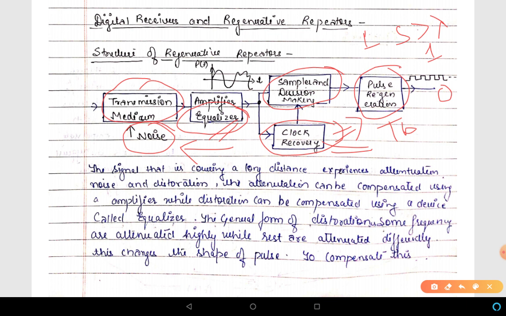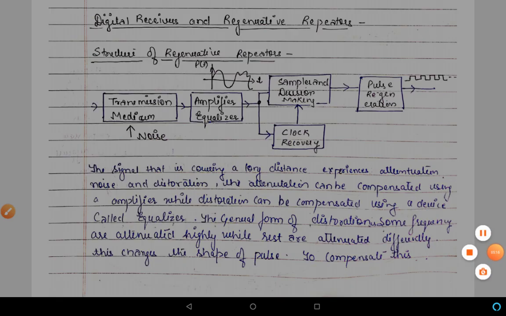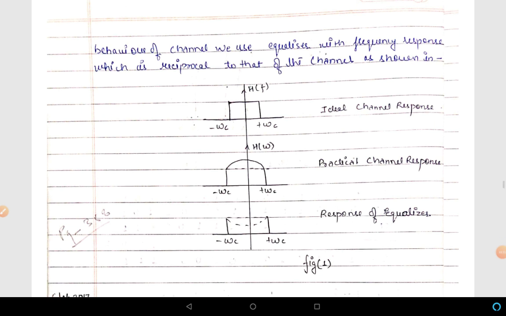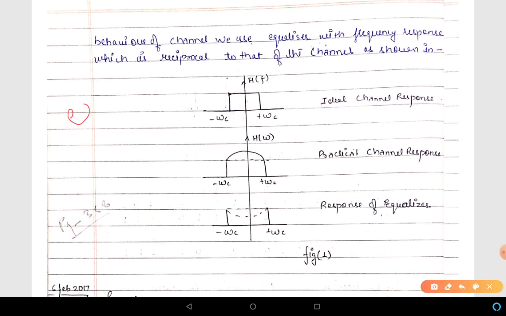So as we've seen, for s greater than lambda you get 1, else you get 0. So 1 means you need to generate a pulse of V volt, and 0 means you need to generate a pulse of minus V volt. This is the meaning of pulse generation, and this pulse is sent again to the next regenerative repeater. This process will keep repeating until we get our receiver at the user end. Now in this whole structure, there is something called an equalizer, that we came across.